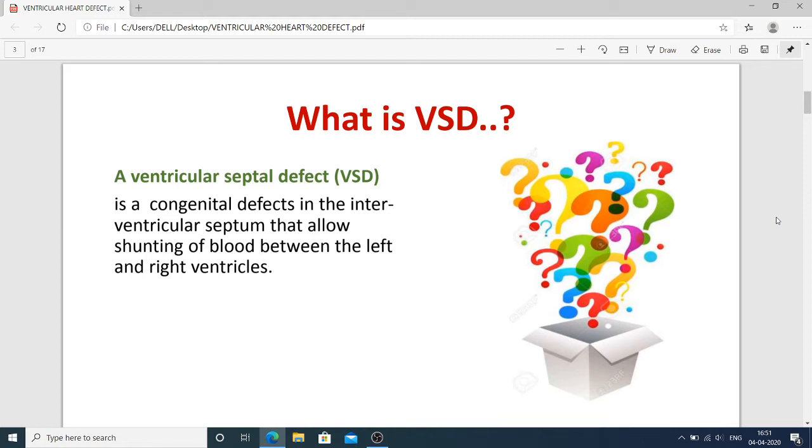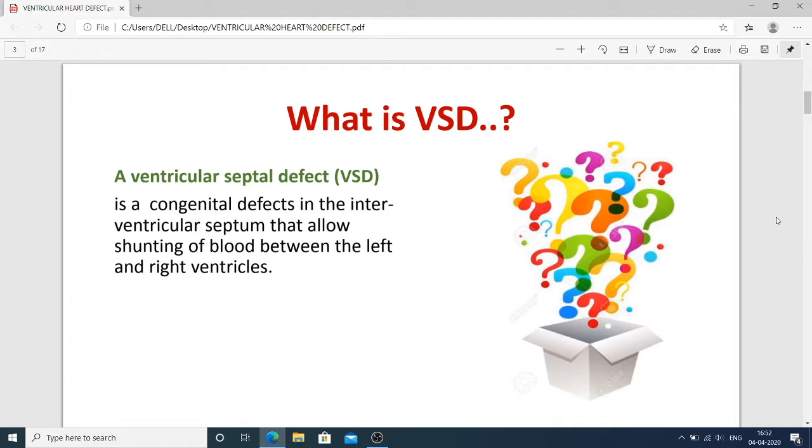First of all, what is VSD? VSD is a ventricular septal defect. It is a miscommunication between the right ventricle and left ventricle. According to the definition, VSD is a congenital defect in the interventricular septum that allows shunting of blood between the left and right ventricles. Congenital defect means the baby is born with this defect.